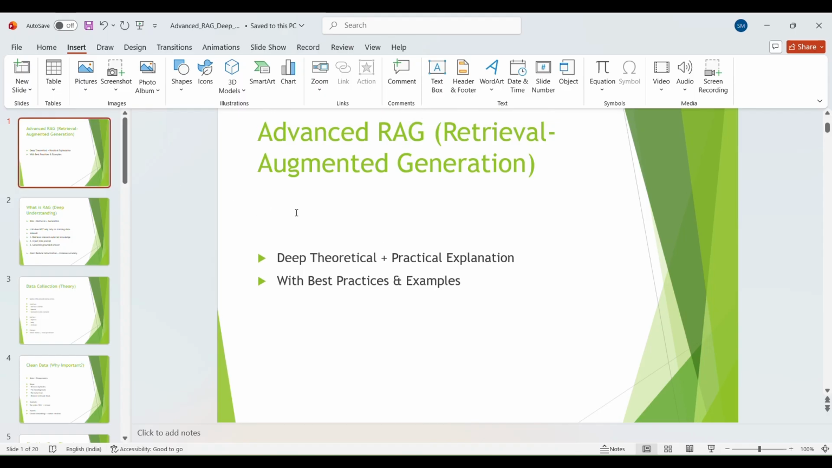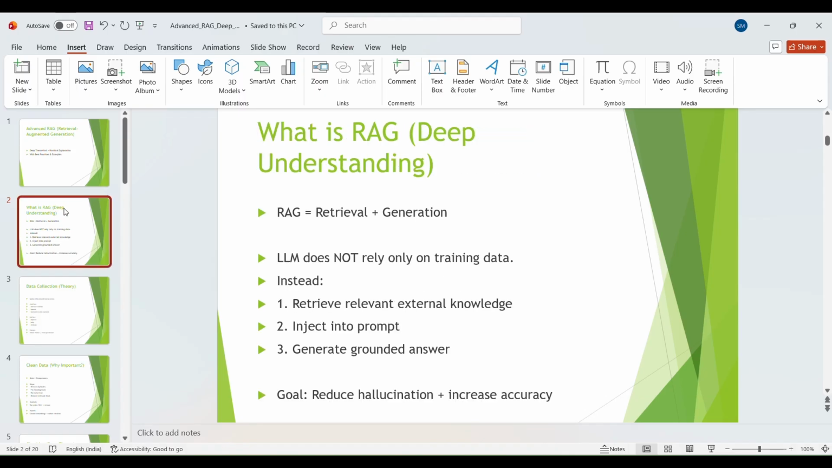So basically, the full form of RAG is Retrieval Augmented Generation. What is it? RAG means it will retrieve something from your knowledge base. So I will tell you everything.